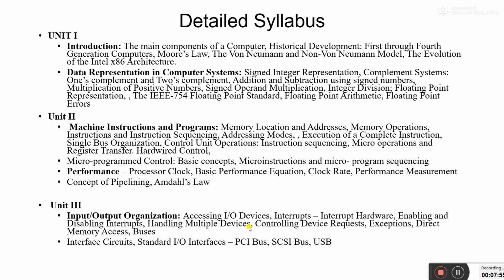Then we will find which devices need to operate first, and then we will find the hierarchy of the input output system, and how it can be controlled by the microcontroller or microprocessor. So: controlling device requests, exceptions, direct memory access, and buses. These terms we will understand in unit 3. Also interface circuits, standard input output interfaces, PCI bus, SCSI bus, and USB bus. We will understand these protocols through interface circuits and how they actually work. So this is about unit 3.